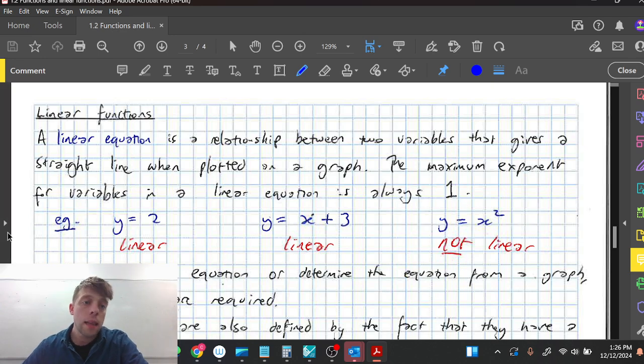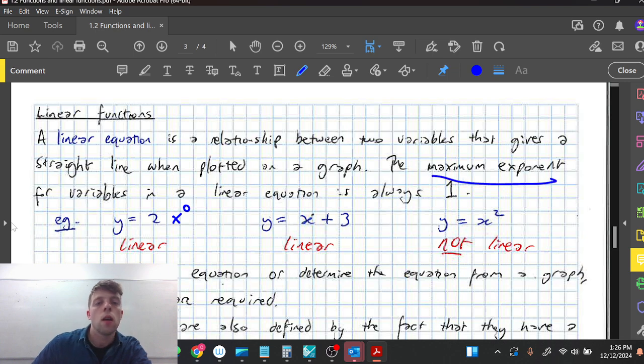Okay, so a linear function is basically defined as a relationship between two variables that gives a straight line when we graph the points. The maximum exponent of the variables in a linear function is always 1. So if we see here y equals 3, well, let's have a think about it. This does not have an x variable in it, so you might be tempted to say that this is not a linear function. However, it does have x to the power of 0, which is just equal to 1, and it is the fact that the maximum exponent is 1. So given the fact that we don't actually have any values of x here, we would define this as a linear relationship or a straight line relationship.